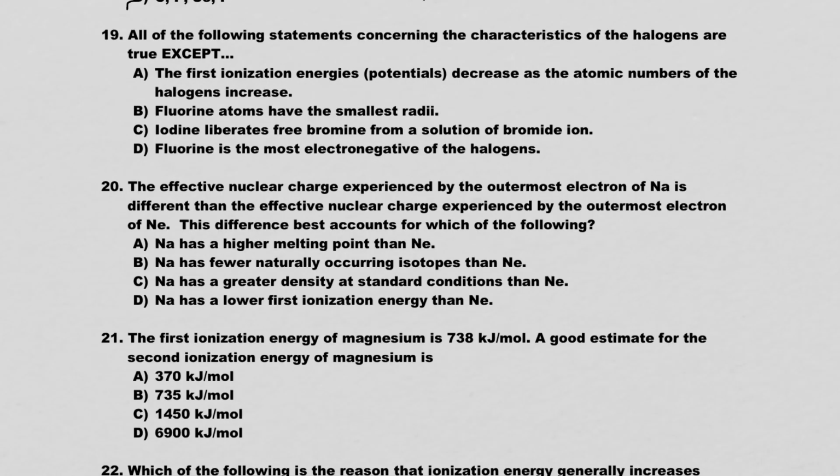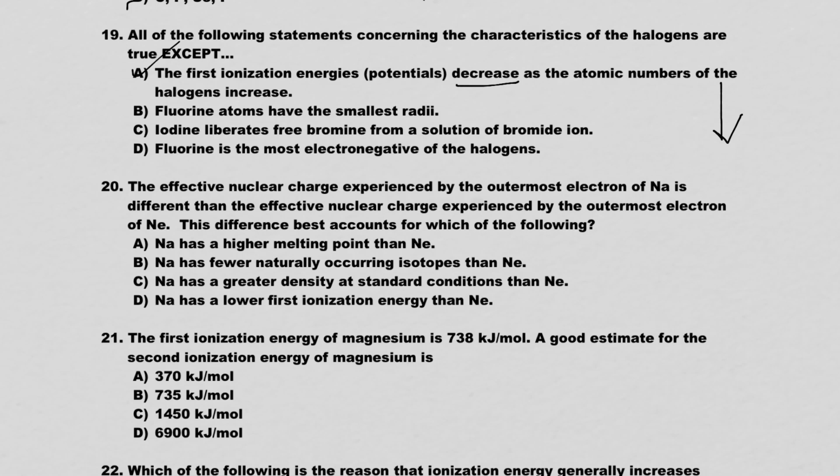Okay, 19. All of the following statements concerning the characteristics of the halogens are true except. All right, so we just need to read through and find something that doesn't fit for the halogens. All right, so A, the first ionization energies decrease as the atomic numbers of the halogens increase. So what is this saying? Well, what kind of trend makes the atomic numbers increase? They're talking about going down the group. Is that true? Does ionization energy decrease? And yes, that is true, so we're not going to pick A.